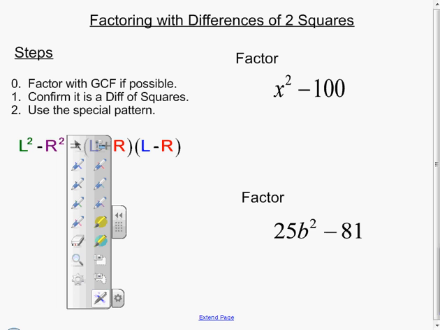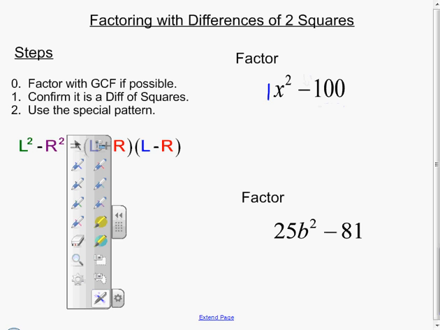Okay? Once you do that, use a special pattern. Okay, so let's factor these, and we'll fully factor, which means we'll factor our factors if possible. Is there any GCF in x squared minus 100? There's not. So then I note that 100 is a perfect square, the exponent here is even, and I have, in fact, a subtraction, which makes it a difference.